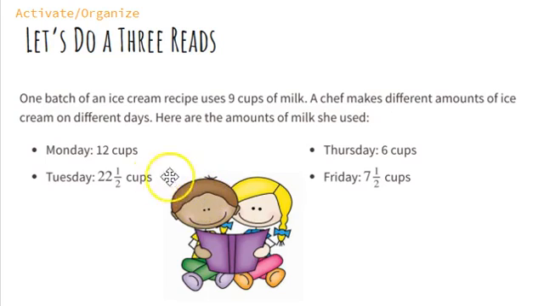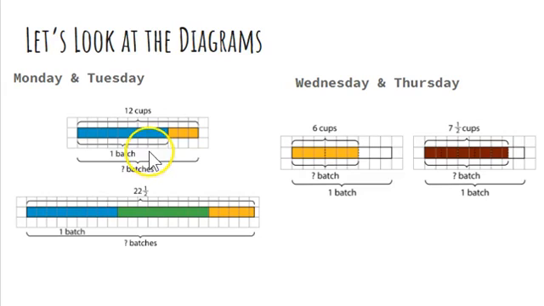Okay, so are there any of these days where we make less than one batch? Yeah, Thursday and Friday, right? These are less than 9 cups, which is what the recipe calls for a full batch. These are more than one whole batch. This one is slightly more because it's 12, and this is more than double one batch. And we can prove that by looking at some pictures of it here.